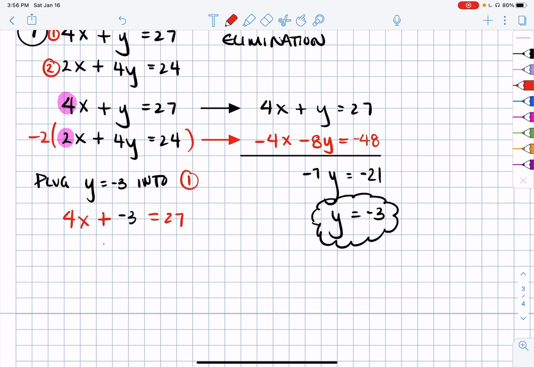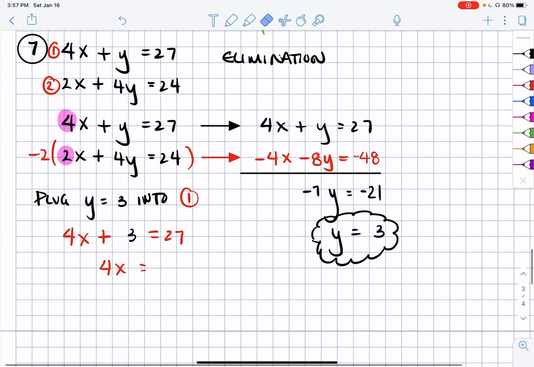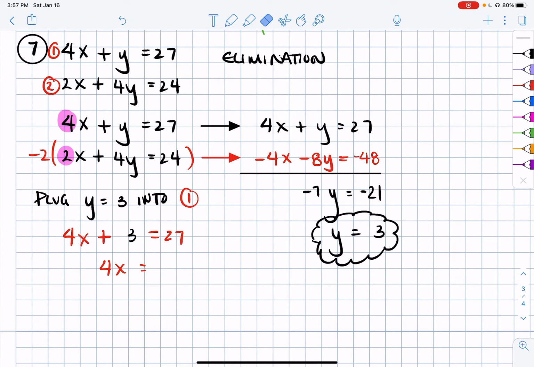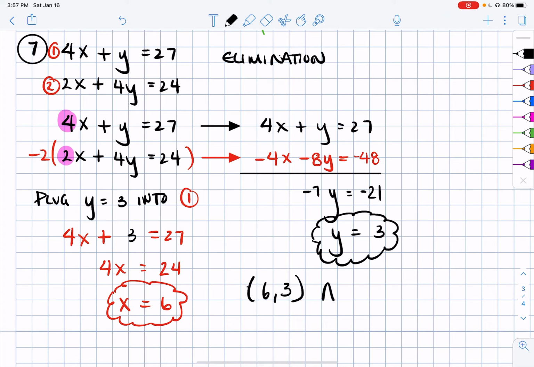I got to add 3 to both sides. So I got 4x is equal to, oopsies, what did I, oh, my bad. Because negative 21 divided by negative 7 is positive 3. So I'm going to plug in 3 for y. So now I'm going to get 24. So x is going to equal 6. Okay, so there's my other piece. So now that means my answer is where it's going to intersect at 6 comma 3, which is choice A.